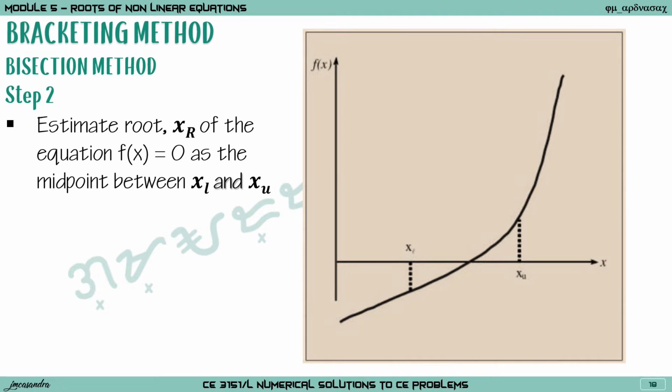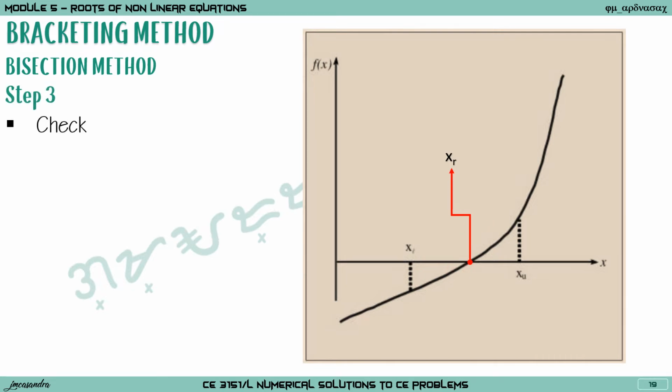And then step 2, we now estimate the root XR for the equation f of x equal to 0, in which XR is the value midway, or the midpoint, between XL and XU. So we use the equation XR is equal to XL plus XU over 2. Okay? So this is our XR.